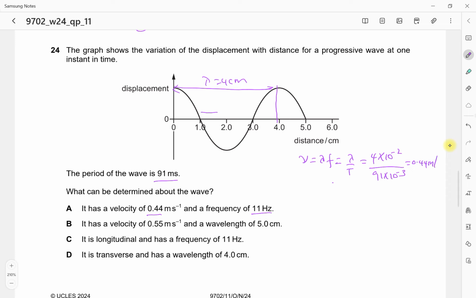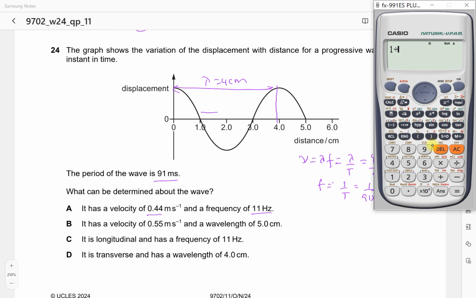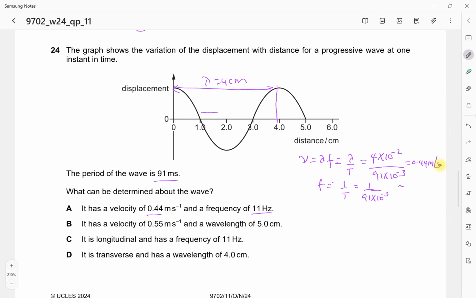0.44 meters per second. But the frequency, of course, the frequency is just 1 over the period. That is 1 over 91 times 10 to the power of minus 3. 1 divided by 91 exponent minus 3. So that is 10.989, which is approximately 11. So the answer is A. Without even checking the rest, the answer is A.